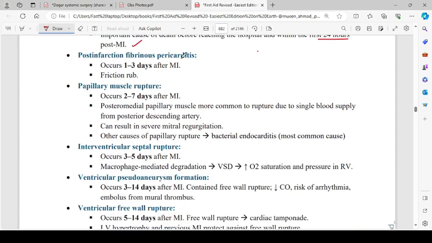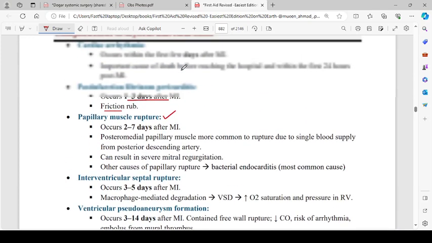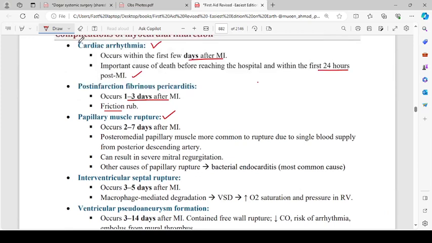Post-infarction fibrinous pericarditis occurs 1 to 3 days after the MI, and there will be a friction rub. The most immediate complication that can occur, leading to sudden cardiac death, is cardiac arrhythmia. Then there can be post-infarction fibrinous pericarditis, which looks something like Dressler syndrome, but you must remember that Dressler syndrome occurs weeks to months later.